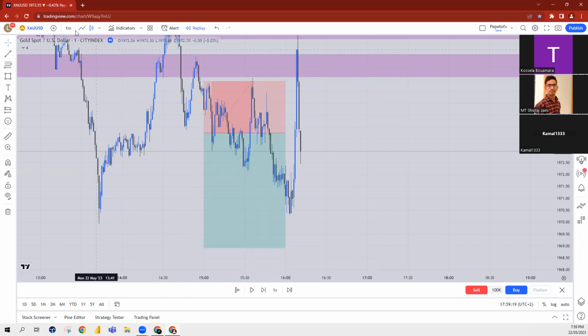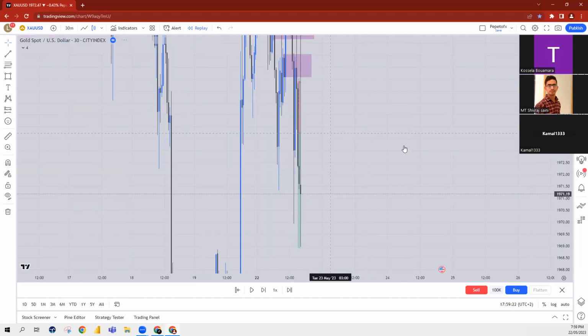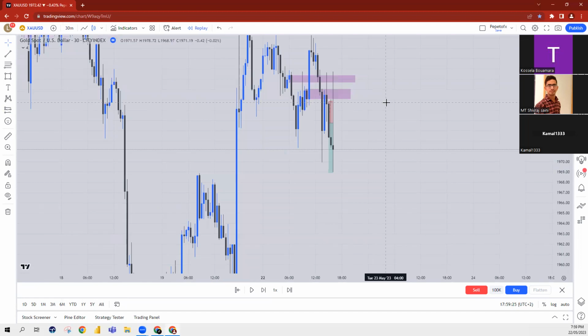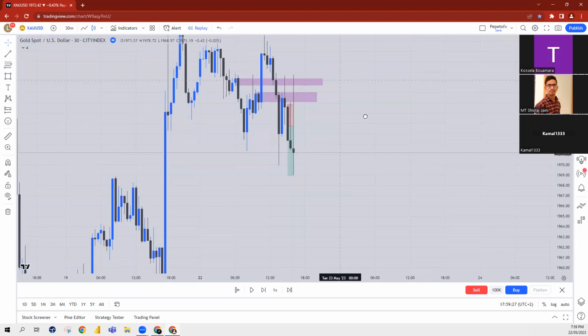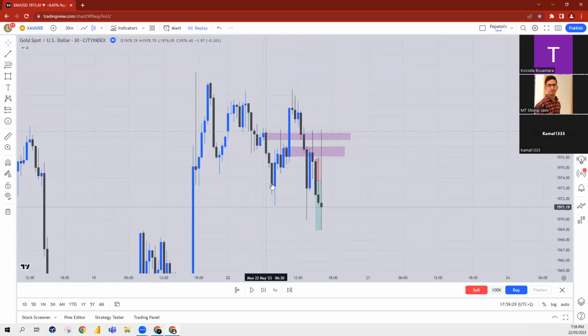Now, I want to repeat again what I said. I said I have chosen the most important level. When you are taking high quality setups, your resistance is a strong resistance which breaks the low, and your support is a strong support which breaks the high. So we have a break of structure on both sides. So it's kind of S&D on a lower time frame.